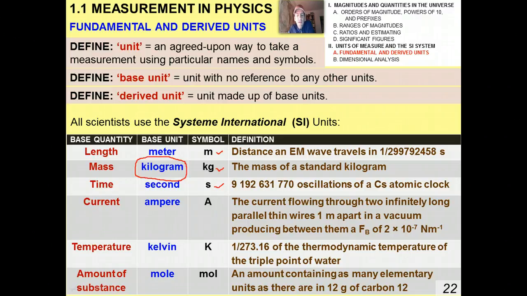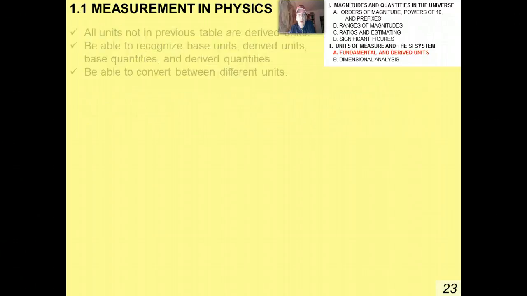The mole you've studied in chemistry, hopefully. We'll talk about that later. And then this definition over here just tells you how these things are actually defined. We have to have some exact way of defining what these units are, and this is the way we do it.